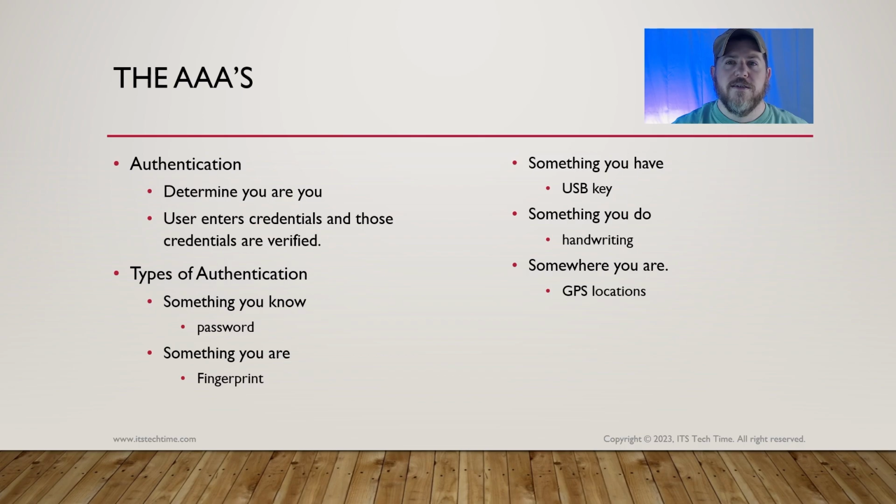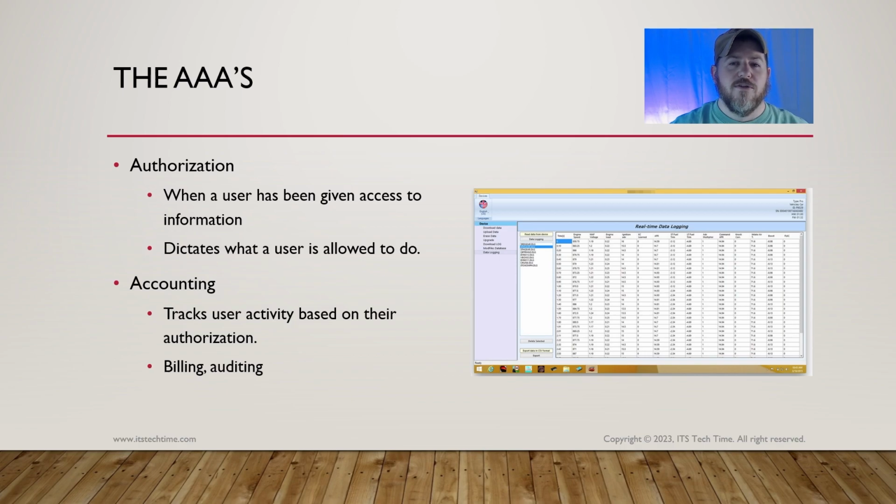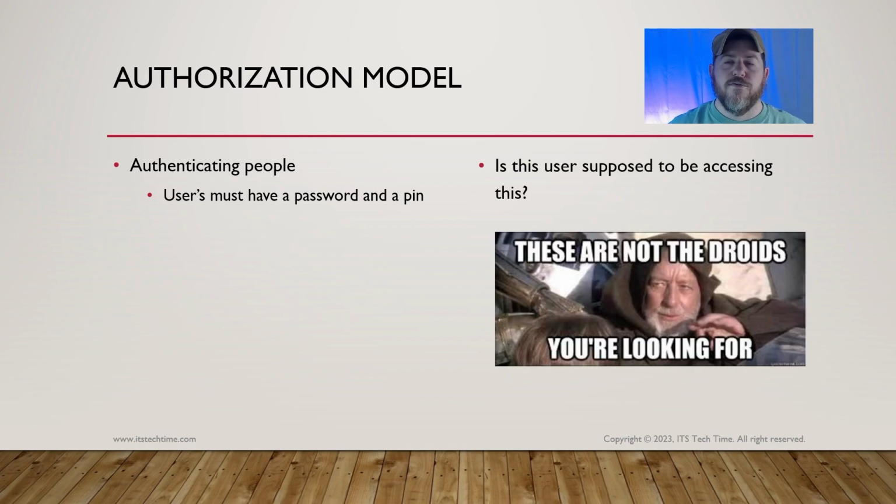Now, after you've provided authentication, you move to what's called authorization, and that's when a user has been given access to the information. This also dictates what a user is allowed to do once they've logged in. The third A is accounting, which tracks the user's activity based on their authorization. This could be done for auditing purposes, and it also can contribute to billing aspects. This is all part of the authorization model for your organization.